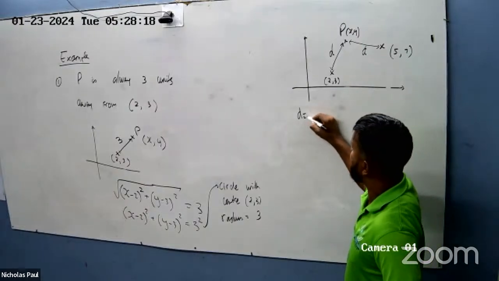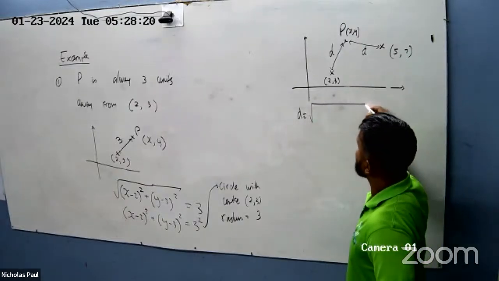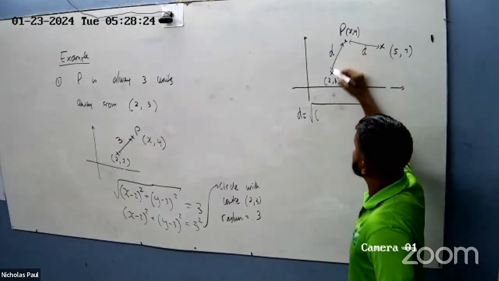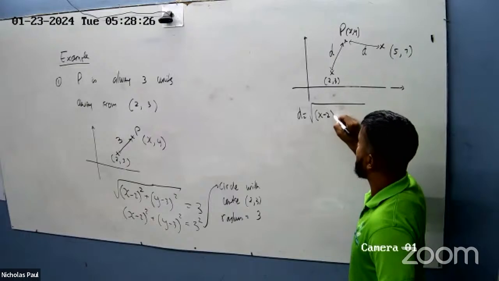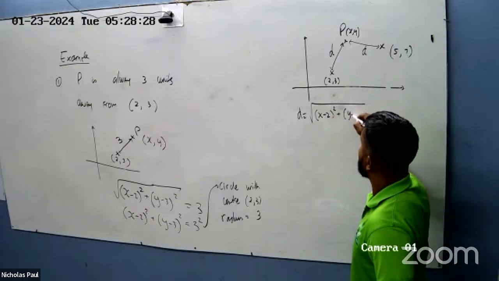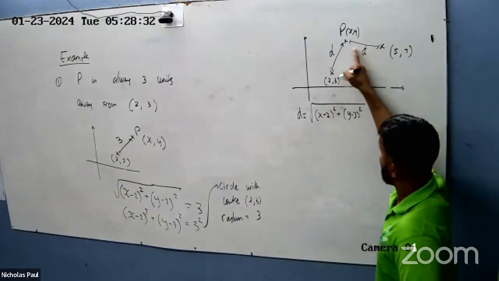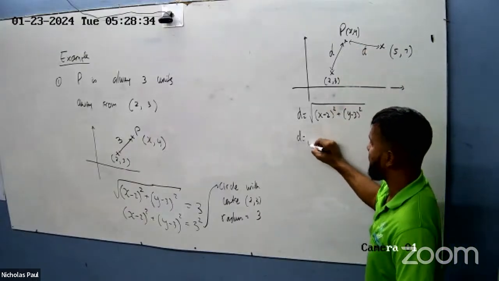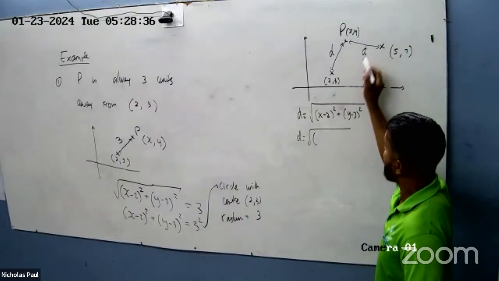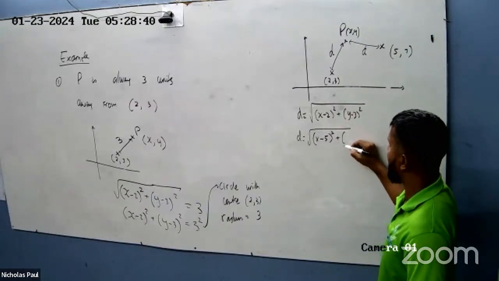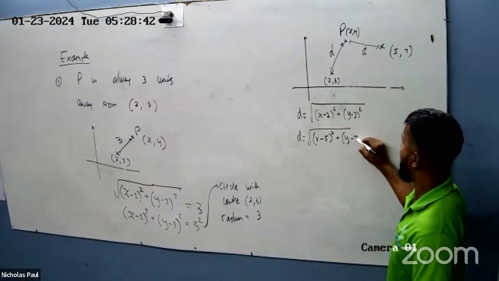G is equal to the square root of x minus 2 plus y minus 3 squared. And then the second one, square root of, leave the x first, x minus 5 squared, plus y minus 7 squared.